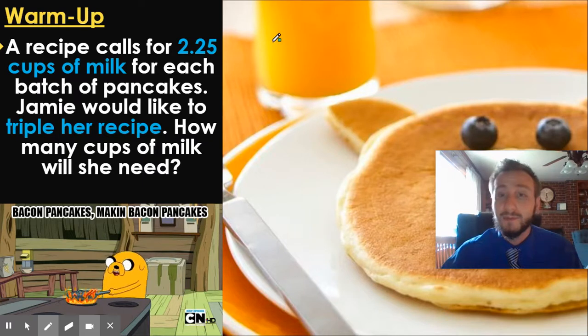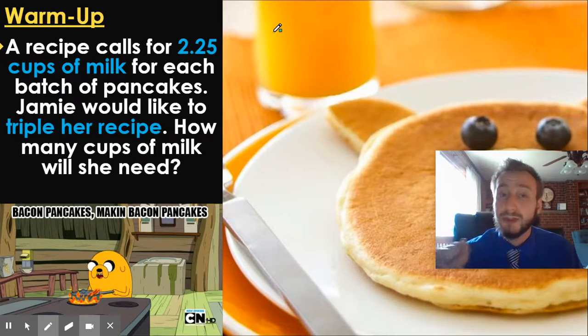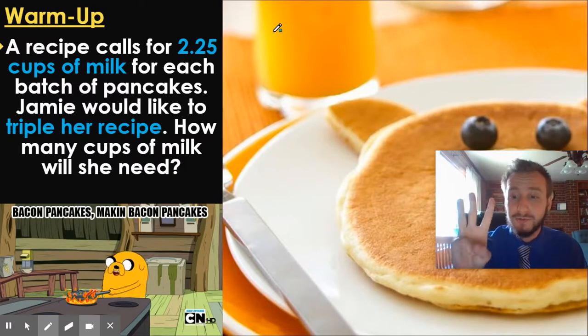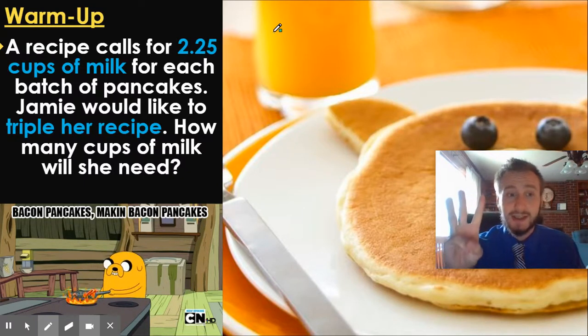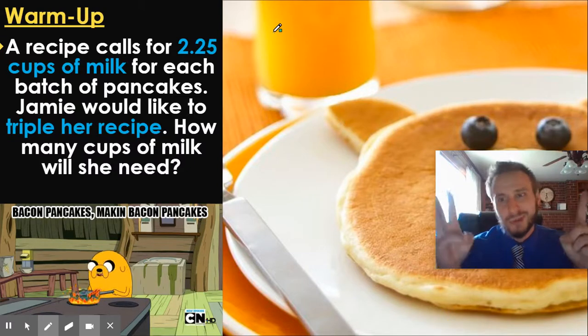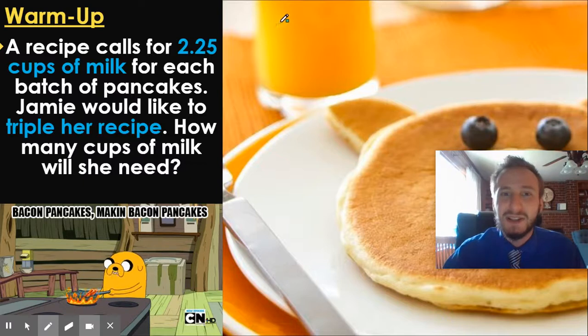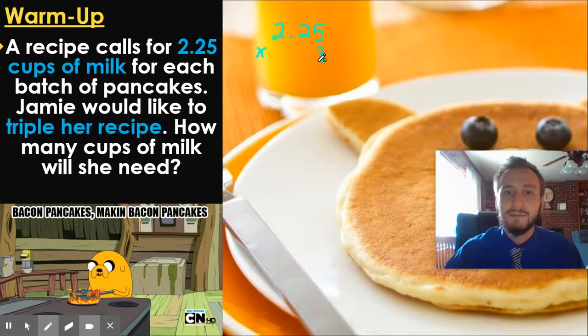Remember the way we multiply decimals: you put the one with the most digits on top. So we have 2.25, which is 3 digits, and just 3. Which one goes on top? 2.25 does. So let's write 2.25 on top, and we're going to multiply that by 3 because we're tripling the recipe.